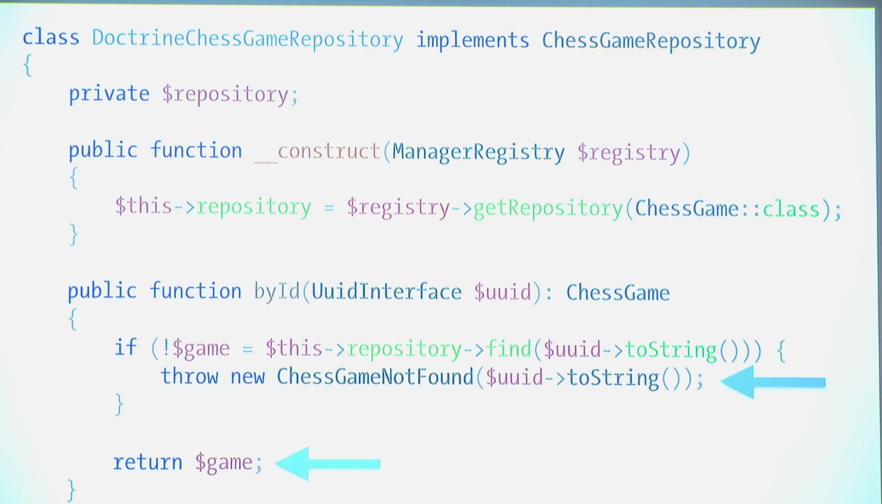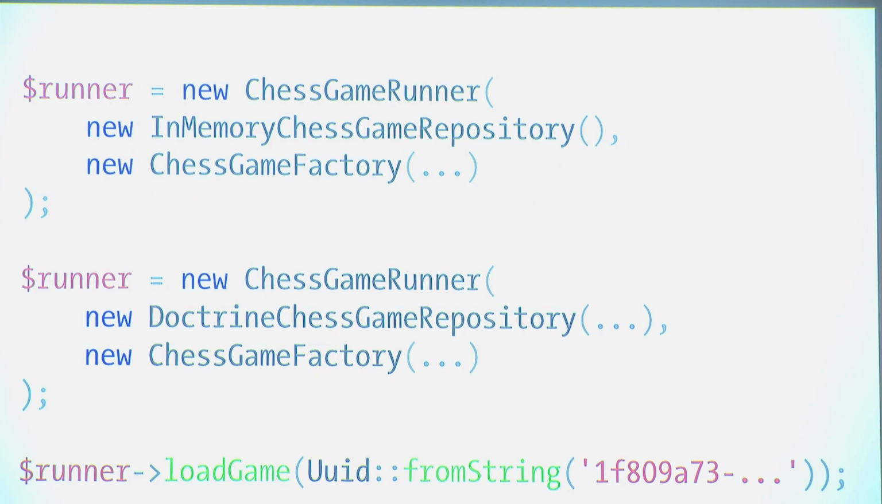And one way also to do it is to use the return type-ins, as now in PHP we support return type-ins. Don't forget to use them so that if you don't return the correct type, you will get a fatal error by PHP. All right. So now in my chess game runner object, I can either inject my in-memory chess game repository or my doctrine chess game repository. They both have the exact same contract. They behave the exact same way. So for my client code, it's the same dependency.